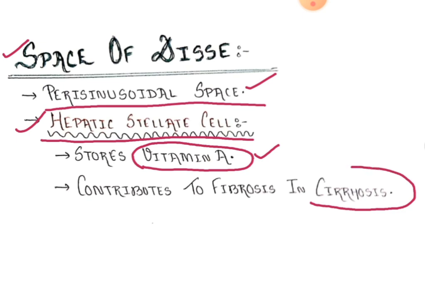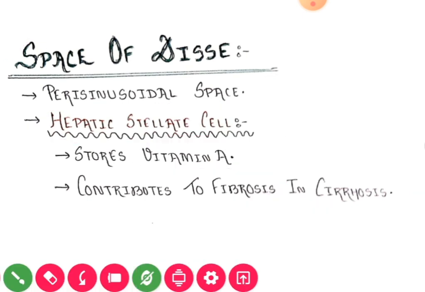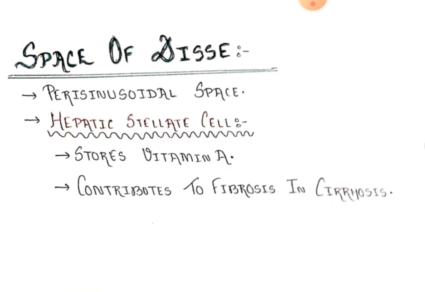We will refer to cirrhosis in the further videos. In cirrhosis we can see that there are nodules which are separated by fibrous septa. The hepatic stellate cells contribute to the formation of this fibrous septa. So the hepatic stellate cell contributes to fibrosis in cirrhosis. So this is all about the introductory part of the liver.